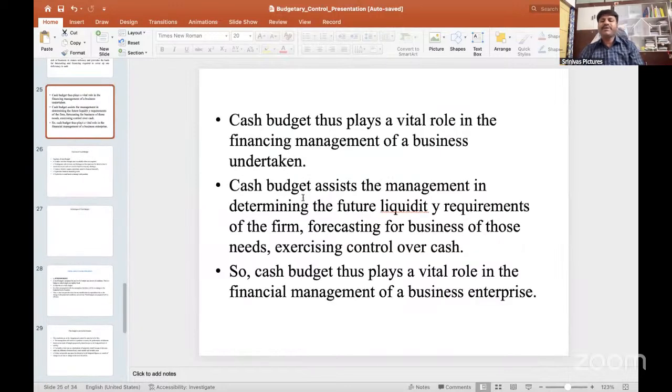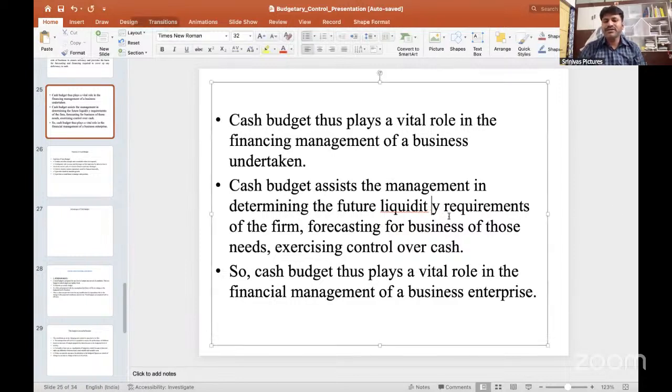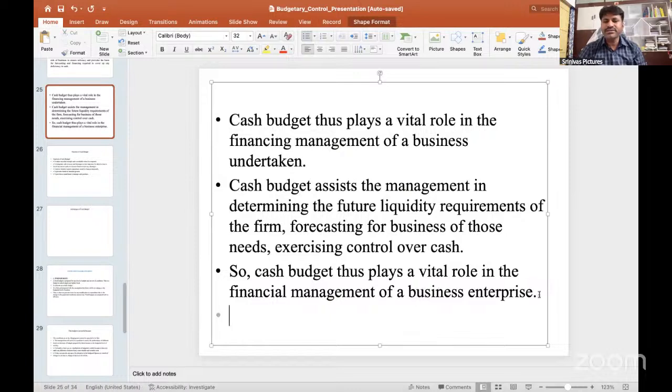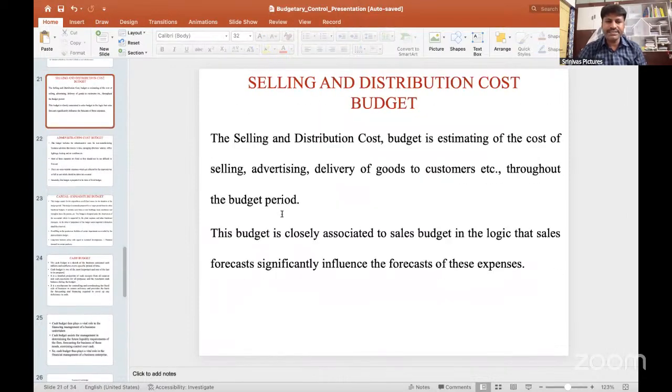Cash budget plays a vital role in the financial management of a business undertaking. It assists management in determining future liquidity requirements, forecasting the business, and exercising control of cash. So cash budget plays a vital role in the financial performance of the enterprise. So these are the various types of budgets.